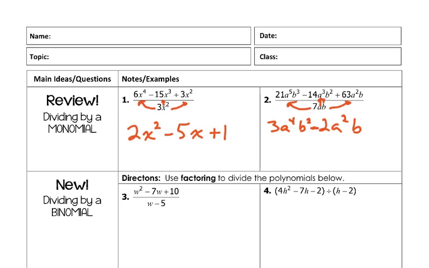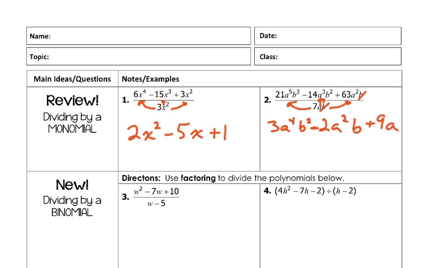63 divided by 7 gives us 9, positive 9, so we make that plus. A squared divided by a gives us just a, and then b. And this is where that would disappear. You can say that they cancel out.